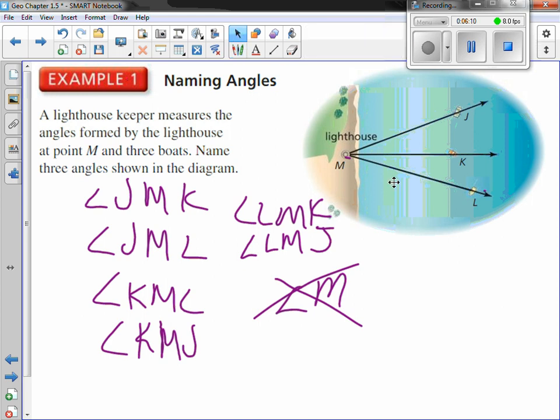Now, if they'd had numbers inside here, we could have used those to name them. If we had 1 and 2, then I can name it angle 1 and angle 2. But since it doesn't have the numbers there, we can't use those. Questions on any of this here? Naming angles pretty easy.